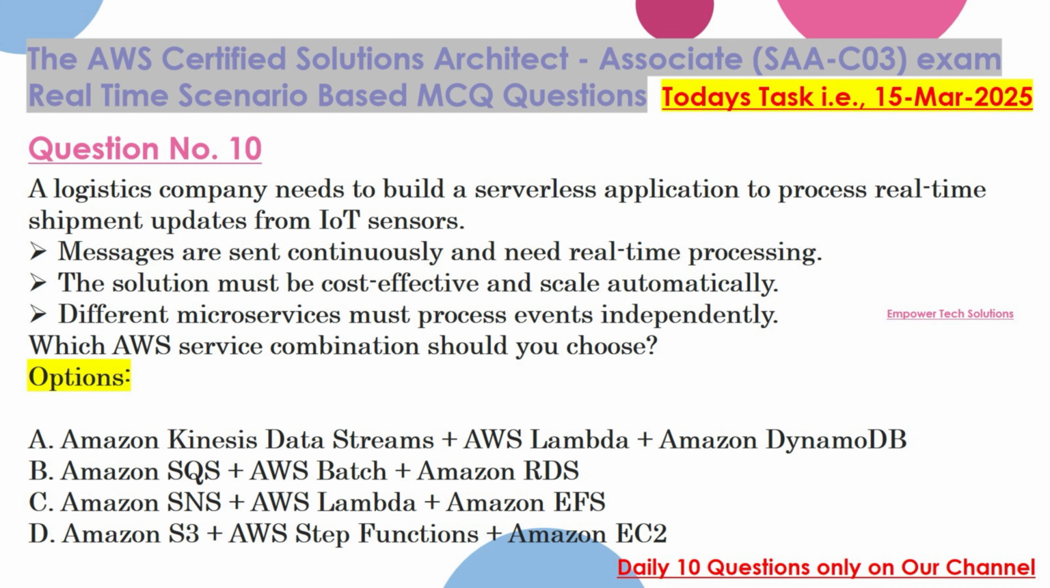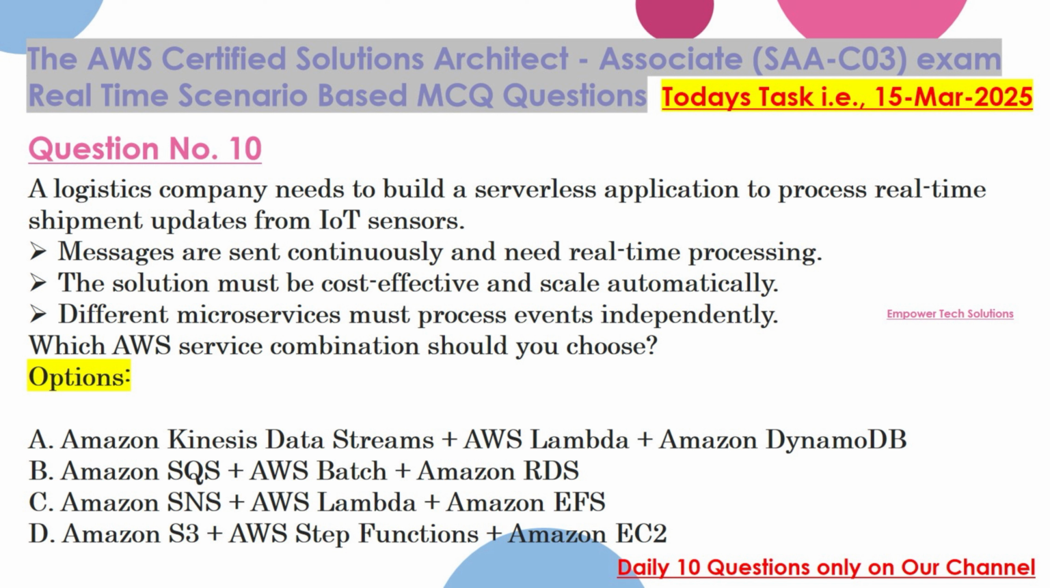Question 10. A logistics company needs to build a serverless application to process real-time shipment updates from IoT sensors. Messages are sent continuously and need real-time processing. The solution must be cost-effective and scale automatically. Different microservices must process events independently. Which AWS service combination should you choose?